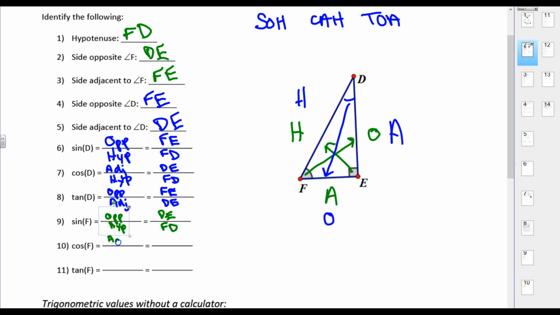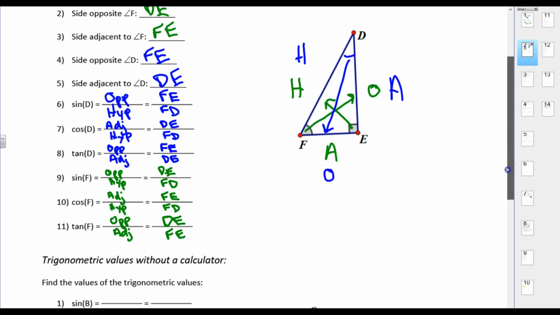Cosine is adjacent over hypotenuse. Well, my adjacent side to angle F is FE. And the hypotenuse is still FD. And then my tangent is opposite over adjacent. That's my OA, right? Soh Cah Toa. The opposite of angle F is DE, and adjacent is FE. And those are our relations for that one.